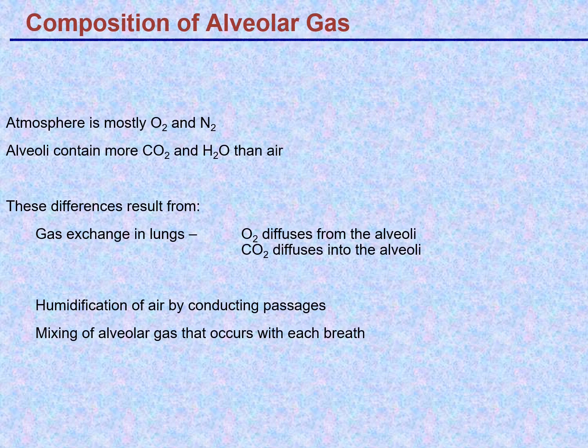Again, when we look at atmospheric air, that mixture of gases, it's mostly oxygen and nitrogen. The alveoli contain more CO2 for the reasons I mentioned earlier and more H2O, but less oxygen than air. Oxygen is lower, so we'll write it in. The alveoli contain less oxygen than the air, outside atmospheric air here.